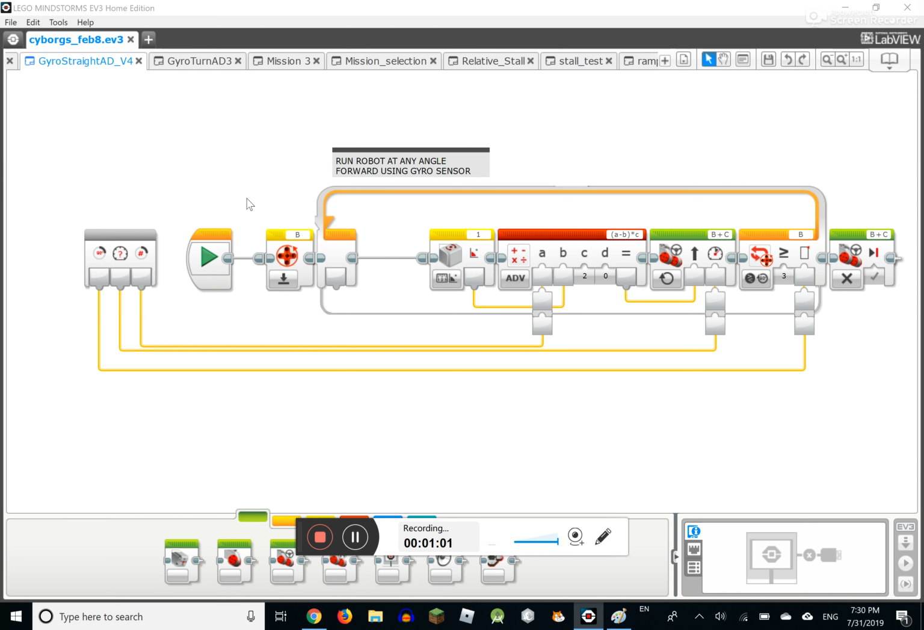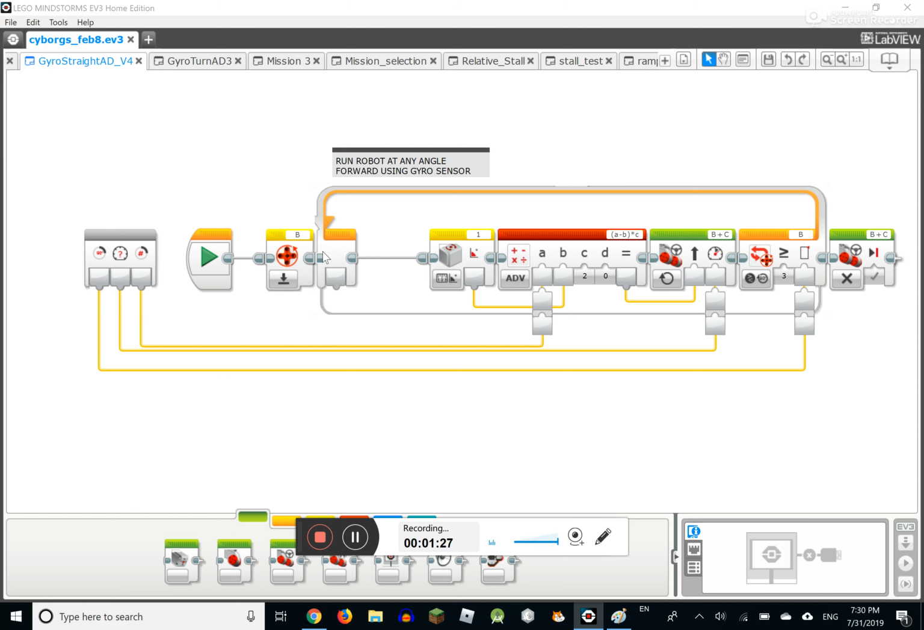So when you start the MyBlock, the first thing that it does is reset the motor rotation of one of the large motors that you're using to 0 degrees, so that the degrees that you want to move is accurate. It just goes from 0 to whatever you set that as.